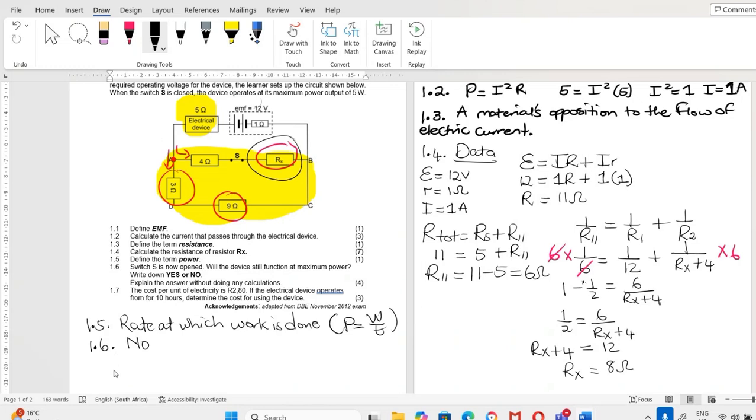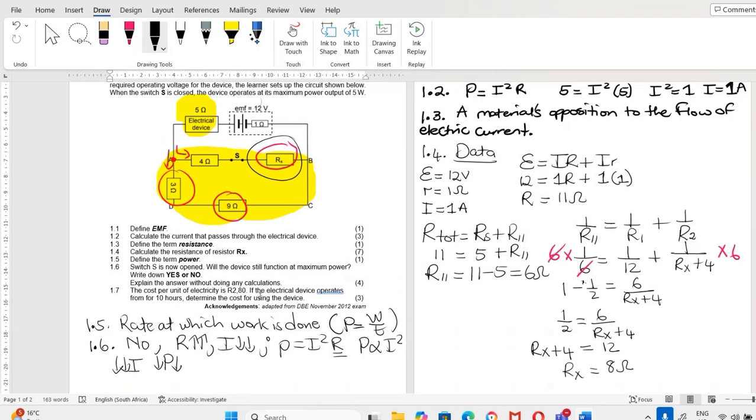Then it says that you must explain your answer. If we're going to explain our answer, then we could say that the resistance of the circuit increases, the current decreases, and according to this formula, P equals I squared R, remember R is constant because it's still the same electrical device. Power is directly proportional to I squared. And if I then decreases, then power dissipated also decreases. And that's the idea behind that.